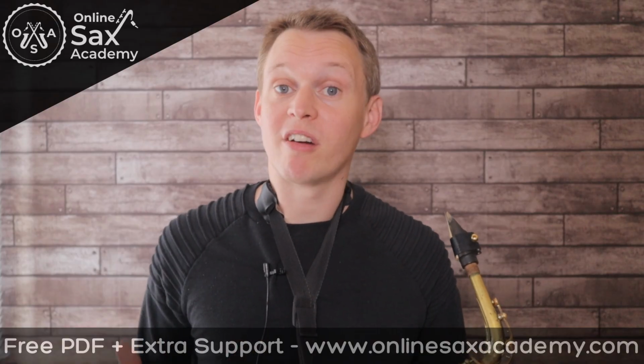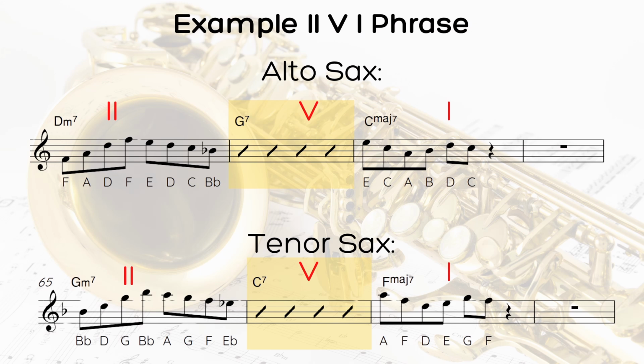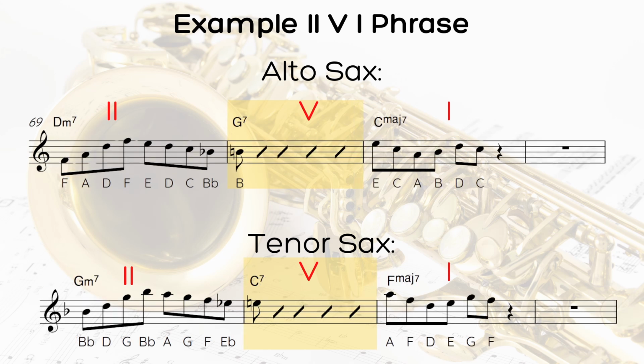Okay, and finally we're going to be varying what we do on the 5 chord. Because of the language we're playing on the 2 chord, I would start your 5 chord phrase on the 3rd. So for alto saxes, start your improvisation on that 5 chord on the note B, and for tenor saxes, start your improvisation on the note E.